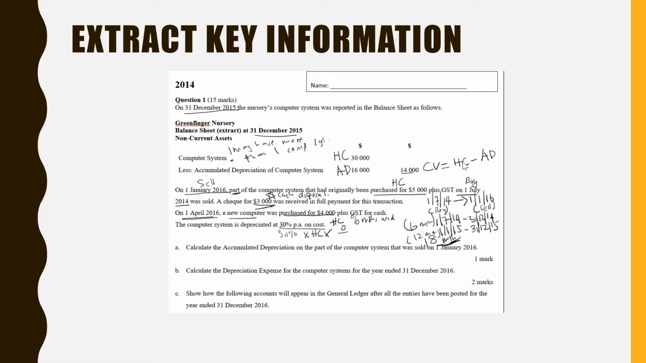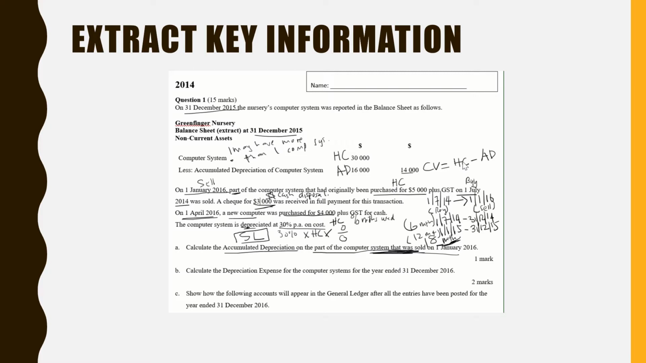And as we calculate depreciation, I always ask you guys to make sure that you put the fraction symbol in there just to prompt us in the event that we need to calculate the depreciation for time period that is not exactly 1 year. Now looking at this formula, some of us may be able to link this to the concept of straight line depreciation. Okay, question A, calculate the accumulated depreciation on the part of the computer system that was sold. So only the computer system that was sold.